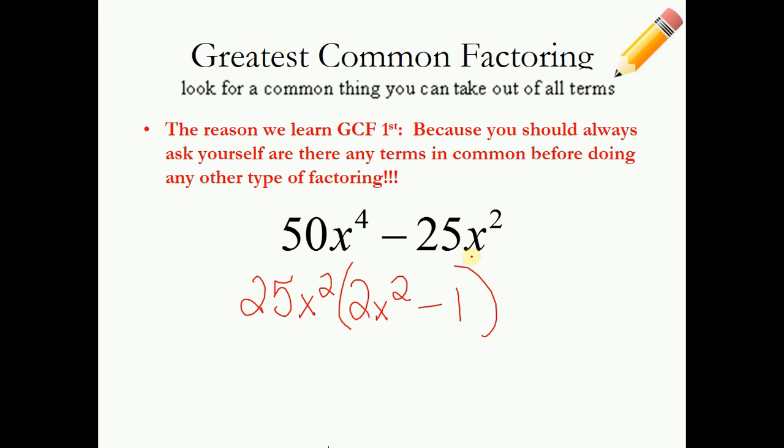Then what we would want to do is make sure, especially on the next problems, can we factor this again? In this case, it looks like a difference of perfect squares, but it's not because of that 2. We can't factor this further. So that would be my final answer if I were just asked to factor the problem.